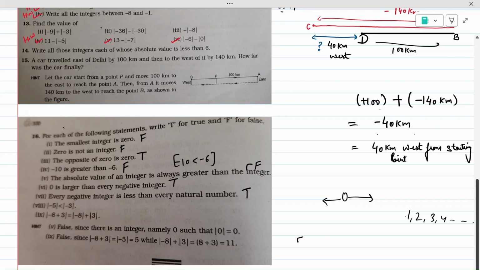Next, we have absolute value of minus 5 is less than minus 3. Absolute value of minus 5 is 5. Absolute value of 3 is 3. Is 5 less than 3? No. This is false.